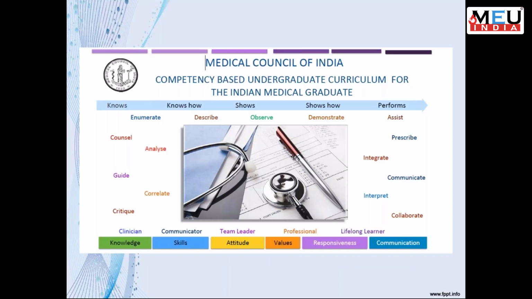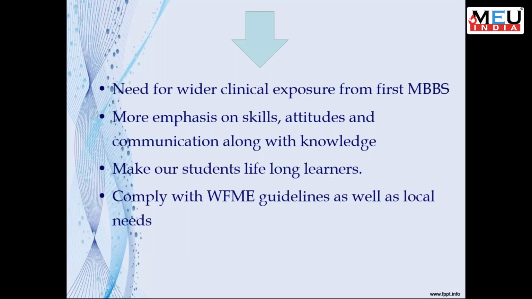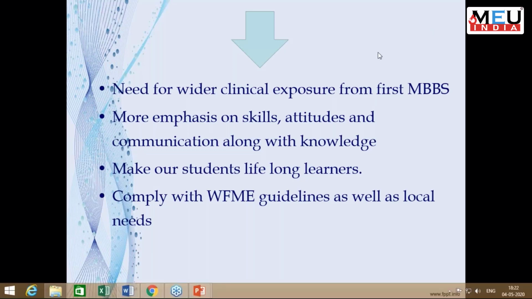which gives you an idea of what the competency-based undergraduate curriculum is. Some of the words which are there will be coming repeatedly in the MCI curriculum now. And why has it been decided that we have to change the curriculum? Naturally, there is a need for wider clinical exposure right from the first MBBS. Our learning should be contextual learning. There should be more emphasis on skills, attitude and communication. So far we were giving lots of weightage to knowledge and not to soft skills. Also, we have been talking about it for many curricular revisions, that we have to make the students lifelong learners. But we need some ways to do that, and this curriculum may possibly provide those ways. And of course, we have to comply with the WFME guidelines as well as the local needs.